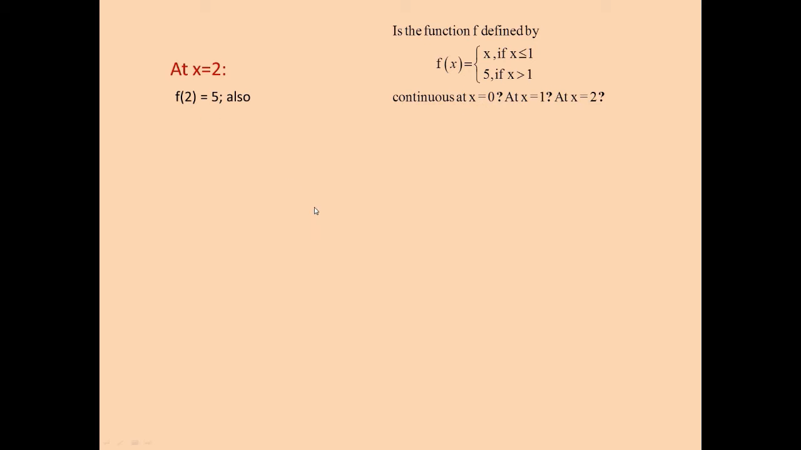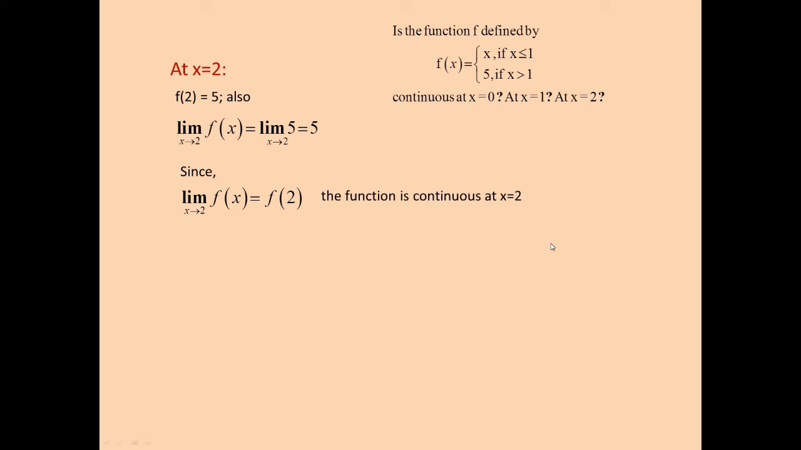f of 2 is equal to 5, because 2 is greater than 1, so f of x is equal to 5. Also limit x tends to 2, f of x is equal to limit x tends to 2, 5, which is equal to 5. Here limit x tends to 2, f of x is equal to f of 2. So what is the conclusion? The function is continuous at x equals 2.